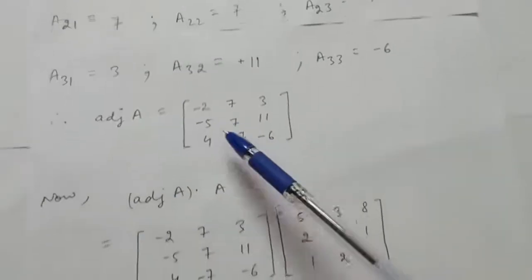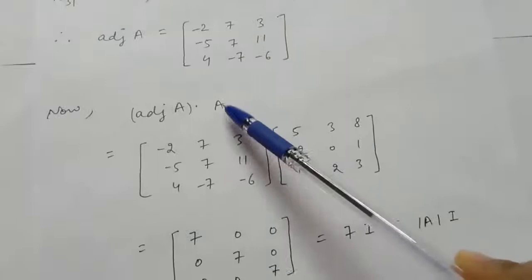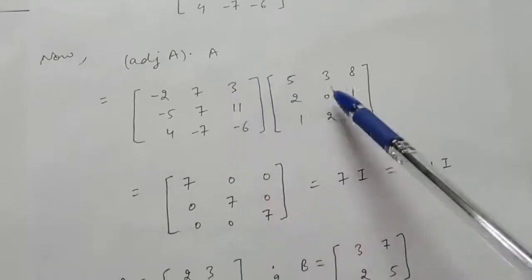Now this is adjoint of A. A is already given. Find out the product, adjoint of A into the matrix A.